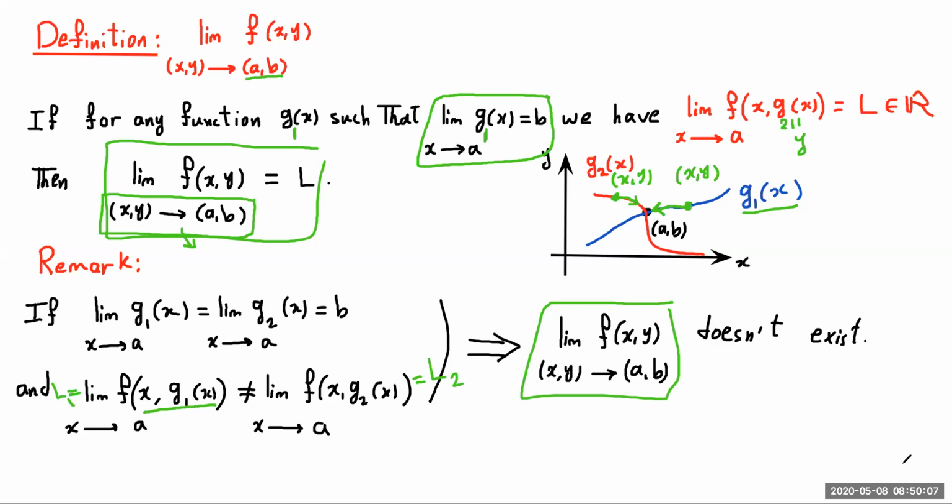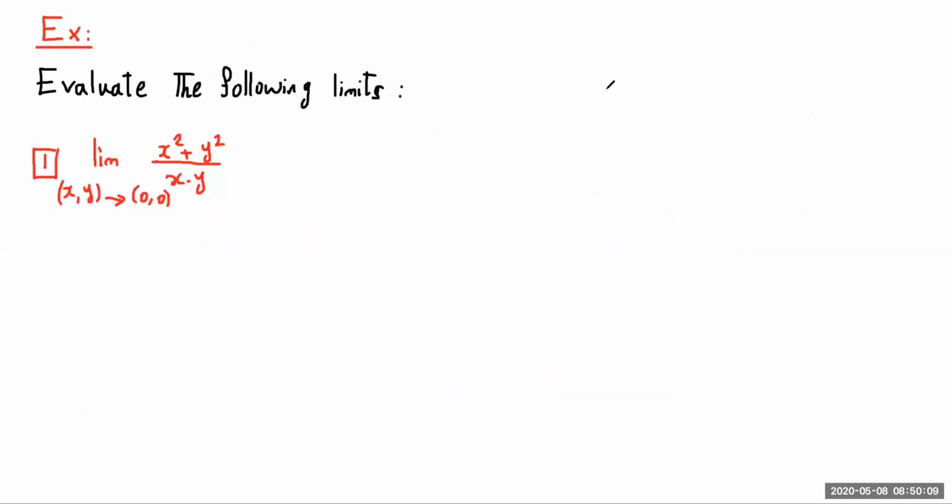Okay, let's take some examples. Evaluate the following limits. Evaluate means search if the answer exists, is it a number or it doesn't exist, etc. So here we have (x² + y²) over x times y. So let's choose at first any graph passing by the origin (0, 0).